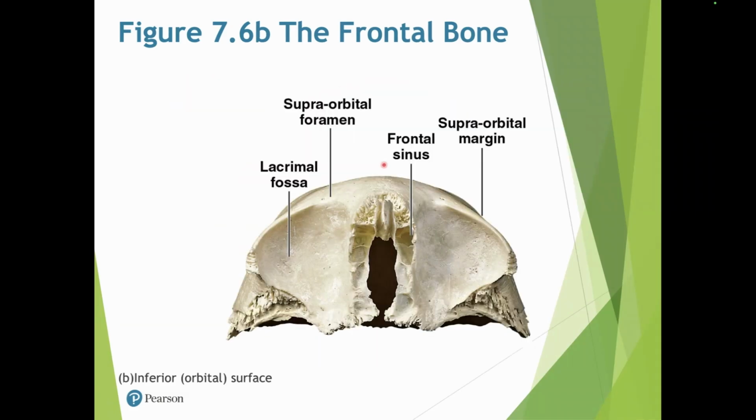So just kind of looking on the inferior portion or the orbital surface, the inferior orbital surface, you can see your lacrimal fossa, your supraorbital foramen, frontal sinus. You can see it's definitely a hollow portion of the bone, and that supraorbital margin where it makes that eyebrow, that brow ridge.